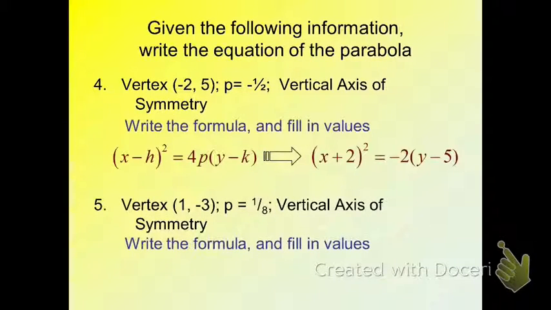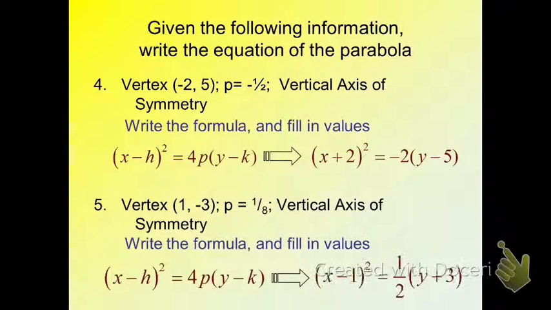See if you can piece together that one. I'll give you a few seconds head start. Again, it's vertical, so your x is squared. You should just be, for the most part, filling in values there. So make sure that you got this equation right here. My x value is 1, so it's x minus 1. 4 times 1/8 is 1/2. And then it's y plus 3 because that y value is -3.